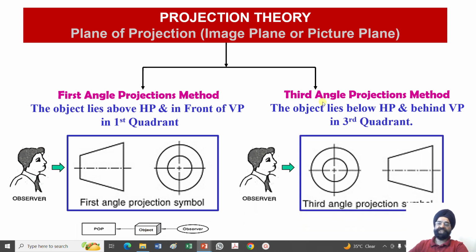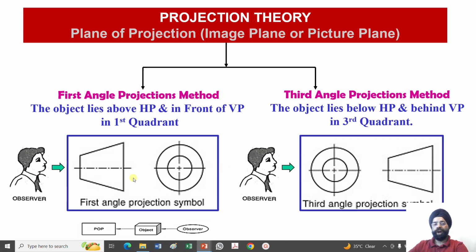Now the projection theory says that the symbol or convention of the third angle projection is, we have just changed these two things. I am looking from this side, the observer is here, the plane of projection, which was assumed to be transparent, lies in between, and here lies my object. If I am looking at this object through my intervening plane, I will be able to see this circle clearly onto this intervening plane.